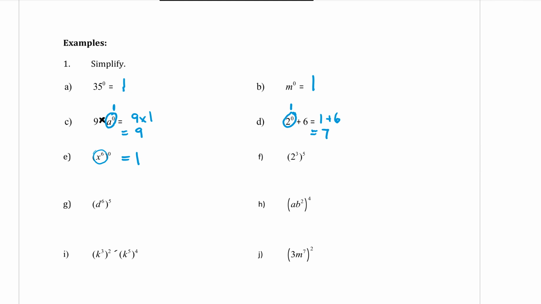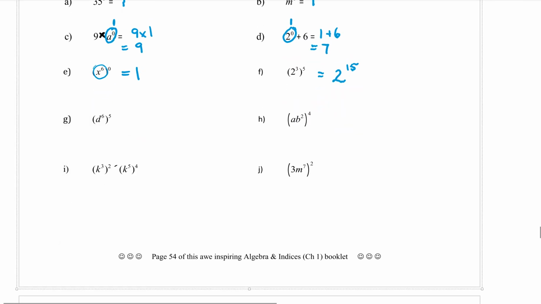Okay, when we come to part F, we're actually moving on to the fourth law. So remember I said when we have a power in the bracket and another power out of the bracket, then the base stays the same and we multiply those powers together. 3 times 5 is 15. Okay, G is similar. So D is the base and we multiply the powers. 6 times 5 is 30.